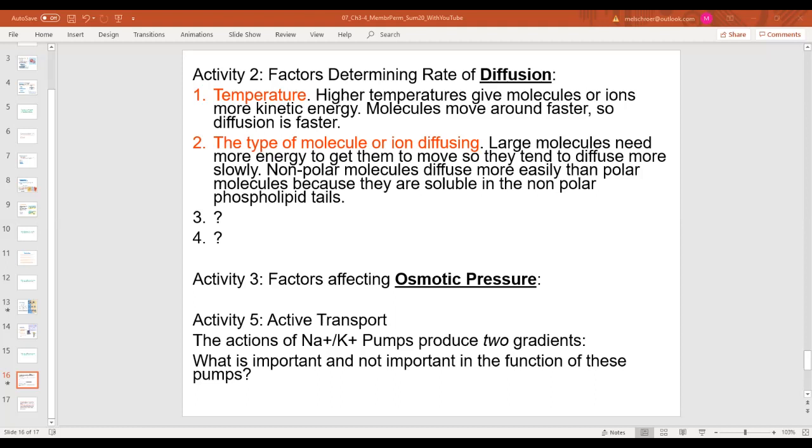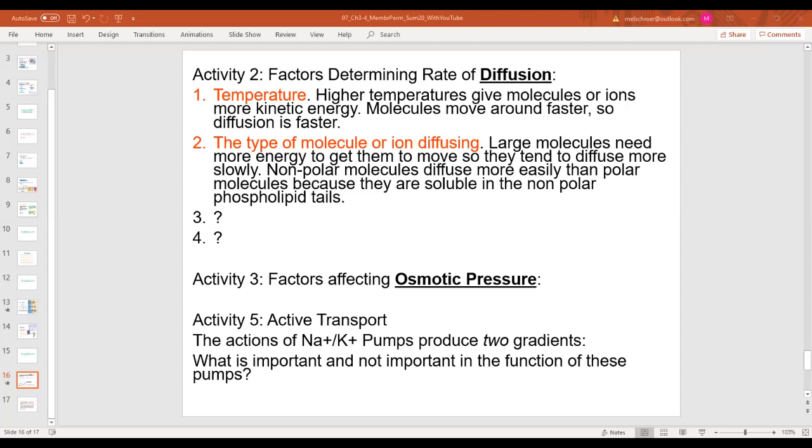In activity 3, you're going to learn about osmotic pressure, right? And so again, you are going to apply different conditions, different levels of variables, and see when osmotic pressure is increased or decreased.